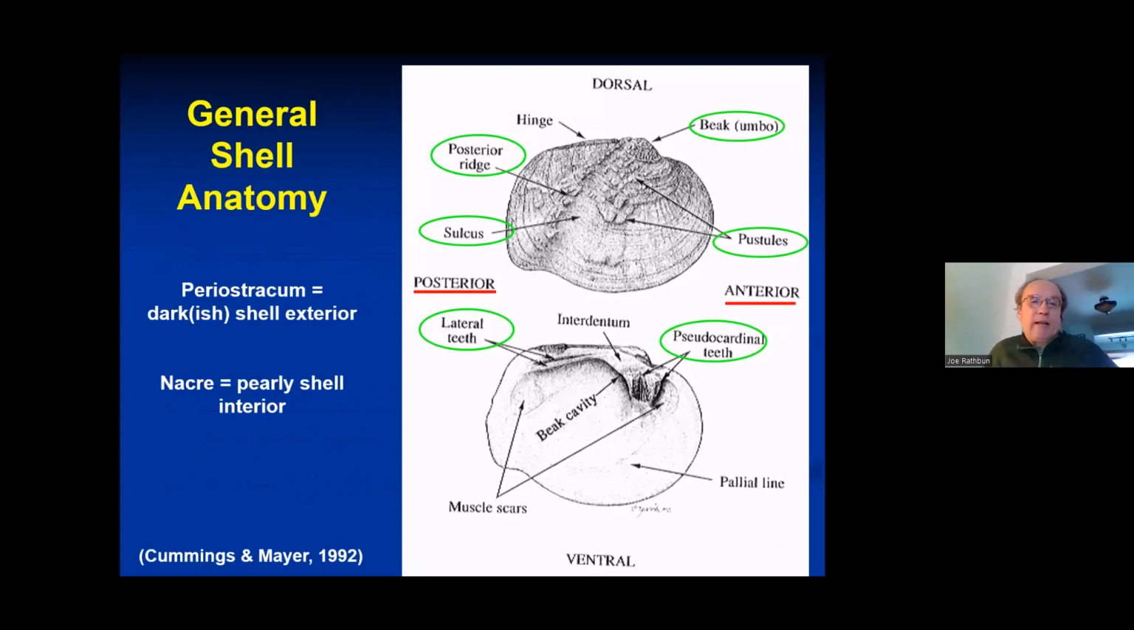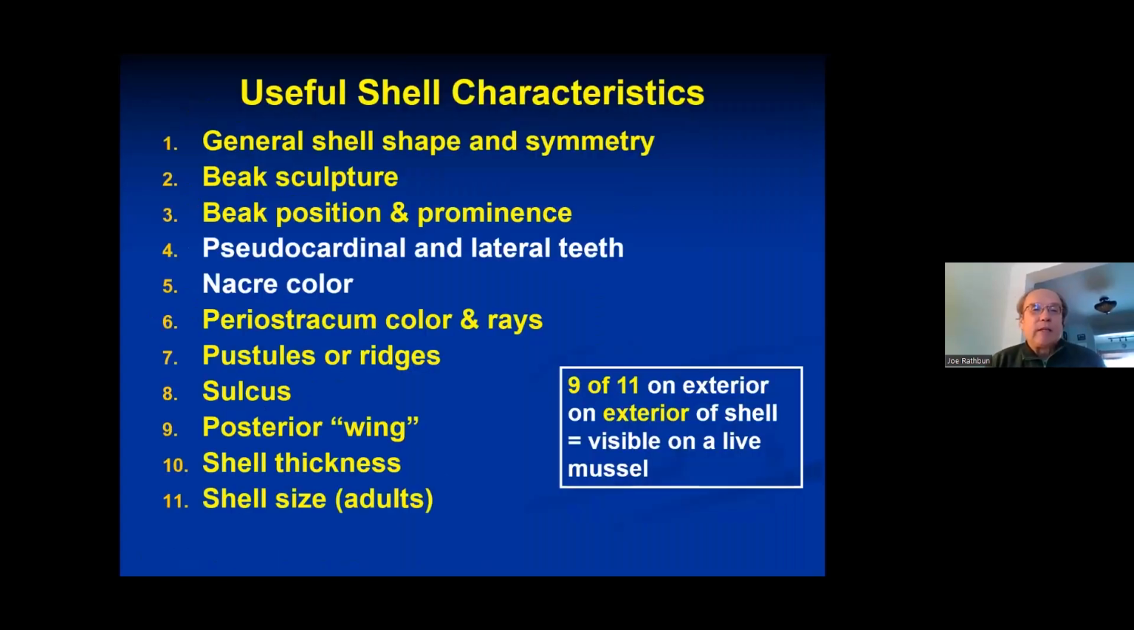You use the shell to identify the mussel. I won't go into this, but there are various features on the outside of the shell and the inside of the shell that, if you total them up, can guide you in a good direction as to what species you might be dealing with. When I teach mussel identification workshops, I discuss 11 different features of the shell. And fortunately, 9 of the 11 are on the outside of the shell. So you don't need a dead specimen to identify most species.